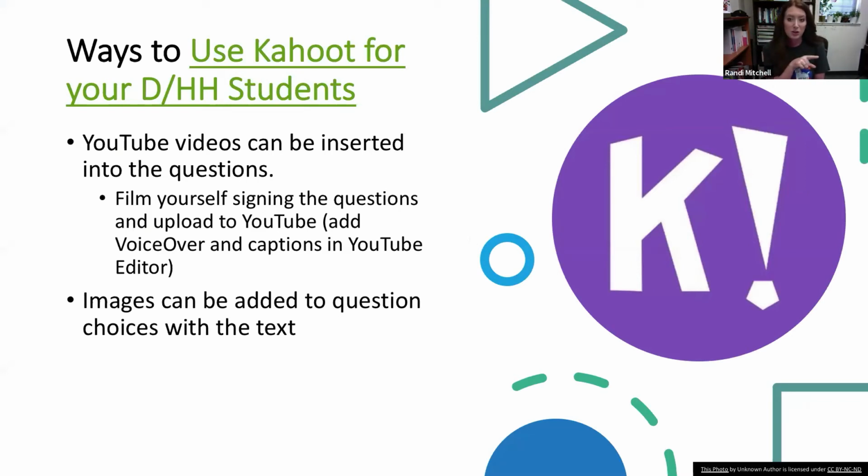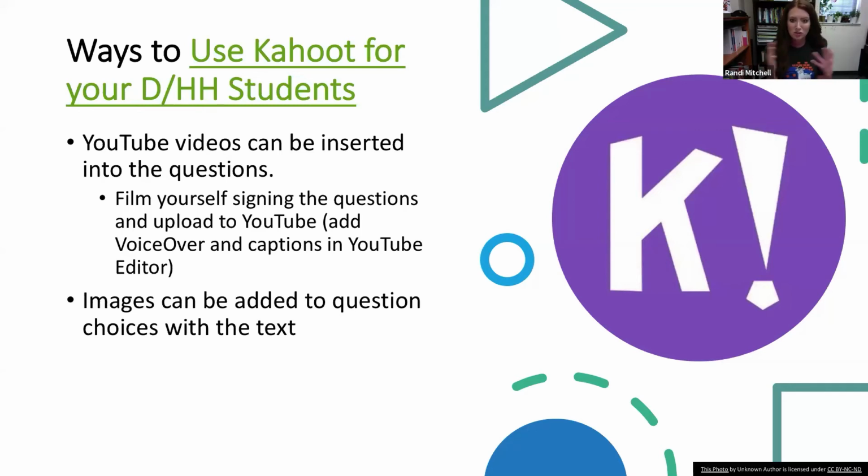And then, like I mentioned with Book Creator, in YouTube you can edit a video, add a voiceover, add those captions, and then throw it into your Kahoot. So you basically just grab that link and put it into your Kahoot, and the student can watch that. They're going to have the spoken English, the captions, and the signed.